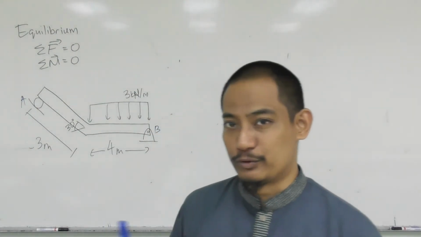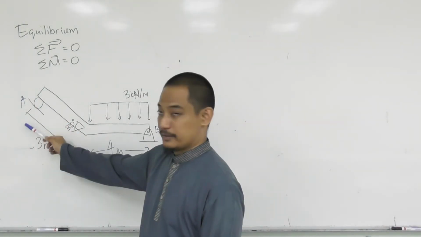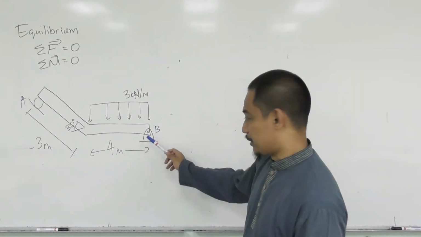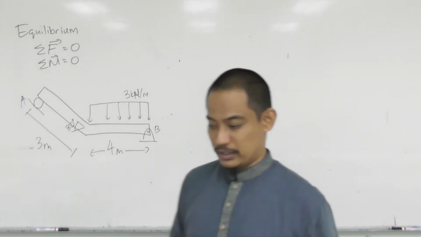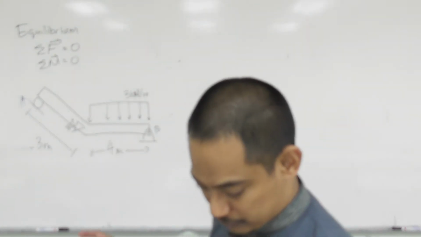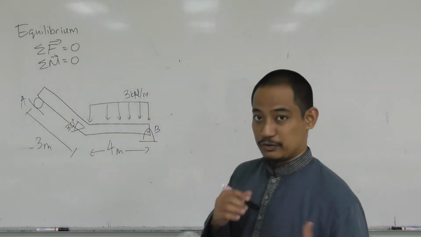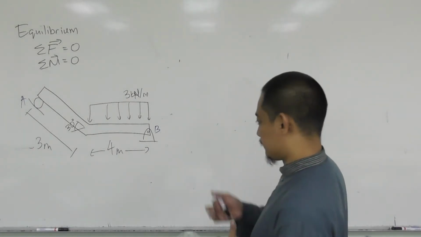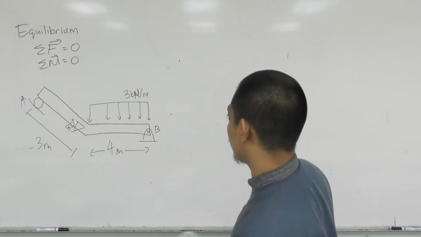And by now you should be able to tell what do you have here. It should be a normal reaction, there's a roller. What do you have here? You have Bx and By, right? So in the end you have 3 unknowns. So how to solve this? Of course, first is the free body diagram. In this case there's no 2 force member, there's only 1 member there also.